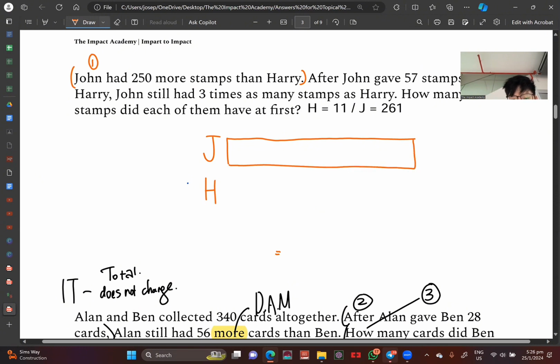Okay, you want to make sure that your model is drawn big so that it's clearer for you. Okay, we know that this much over here is 250. Okay, so we are just going to do it this way.